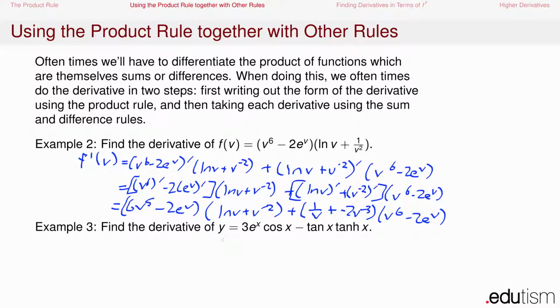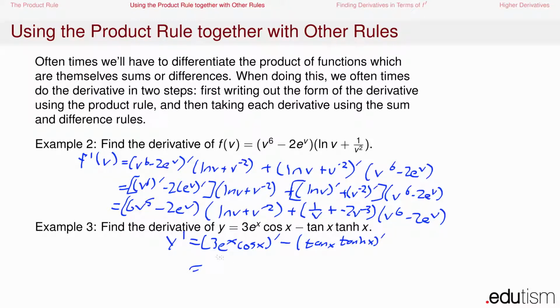Example 3, rather than having a product of things which are each a sum or difference, here we have a difference of functions each of which is a product. So here we're going to have to use the difference rule first. We're going to say that y prime is going to be the derivative of this first thing, 3e to the x cos x, minus the derivative of the second thing, tan x tanh of x.